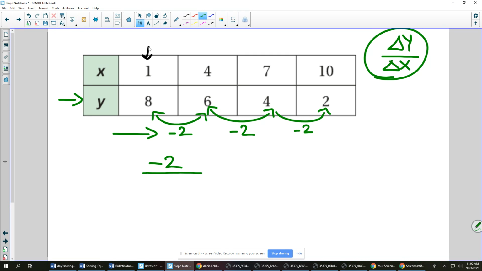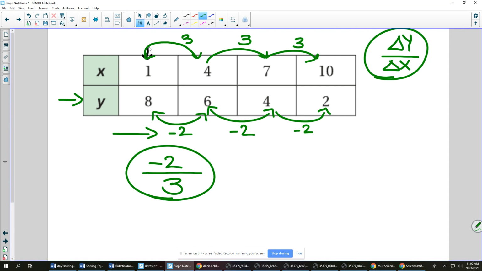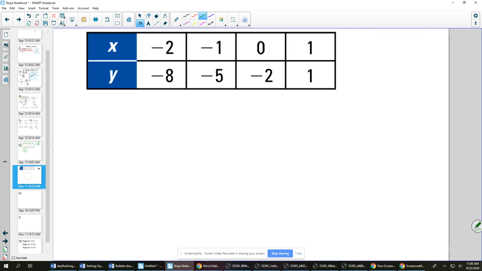Then I'm going to look up here at my x's. What do I do to 1 to get to 4? Well, that would be a change in 3. From 4 to 7, a change in 3. 7 to 11, a change in 3. So my bottom x value would be 3. My slope of this table would be negative 2/3. It's really not too bad. Really, it's just about being able to count, honestly.